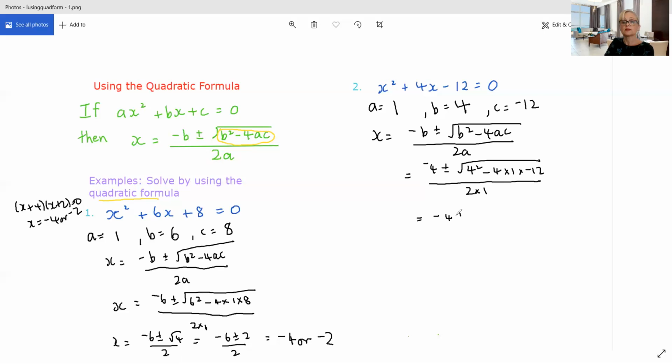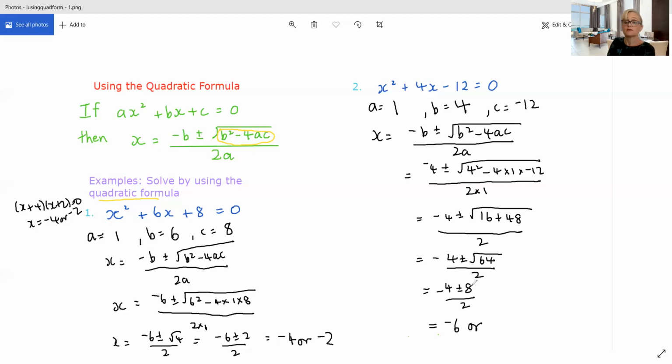So we get negative 4 plus or minus, so that's going to be 16. And because we're subtracting a negative, we're going to be adding, aren't we? So we get negative 4 plus or minus root 64 all on 2. 64 is a perfect square, isn't it? So we get negative 4 plus or minus 8 on 2. Let's split those into its two different entities. Negative 4 minus 8 is negative 12, divided by 2 is negative 6. Negative 4 plus 8 is 4, divided by 2 is 2.